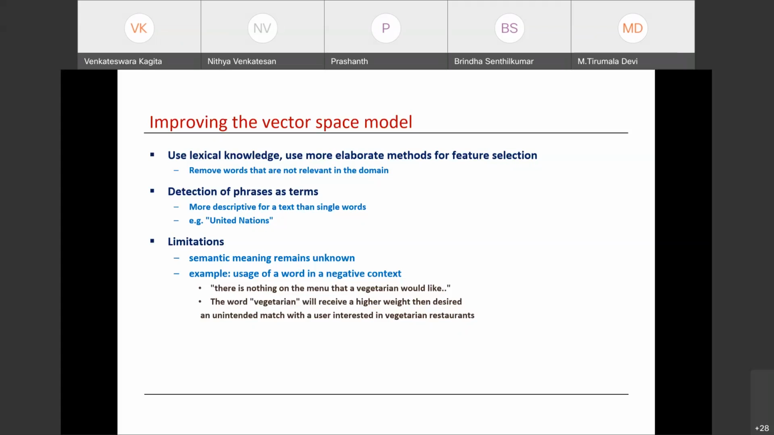Okay, and there are some limitations of this. The limitation is that the semantic meaning remains unknown. For example, somebody may give a comment at the time of giving a rating that there is nothing good for vegetarians in this restaurant. Okay, so maybe when somebody is searching for vegetarian restaurants, the word vegetarian may be given high importance. So that way, semantic meaning remains unknown in the case of these content-based recommender systems.